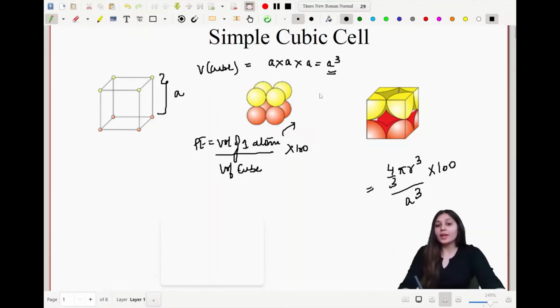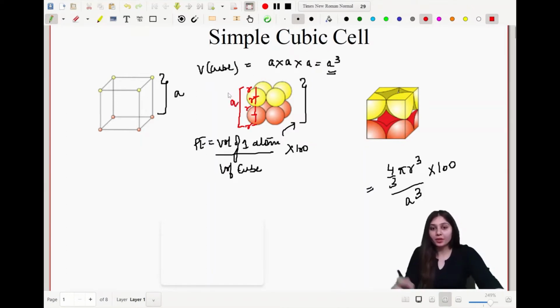So if I look very carefully in the structure of your simple cubic cell, I can very clearly notice that this is my radius of one atom, which is r. This is one radius, this is two radius, this is one again, and this is again a radius. So in total 4 radius, if I combine, is one edge length, which is a. So 4 times the radius of the atom is equal to a, the edge length.